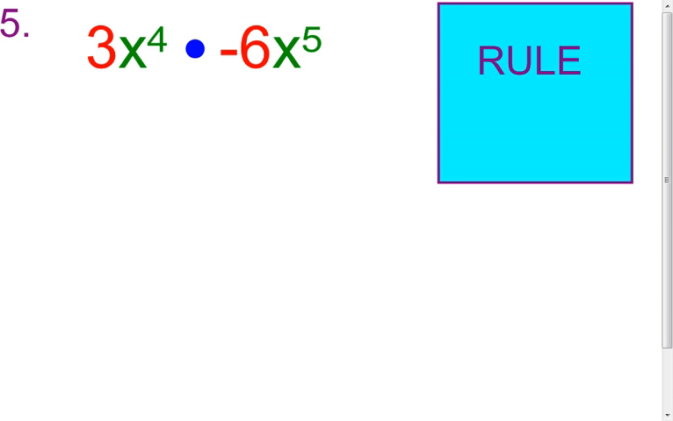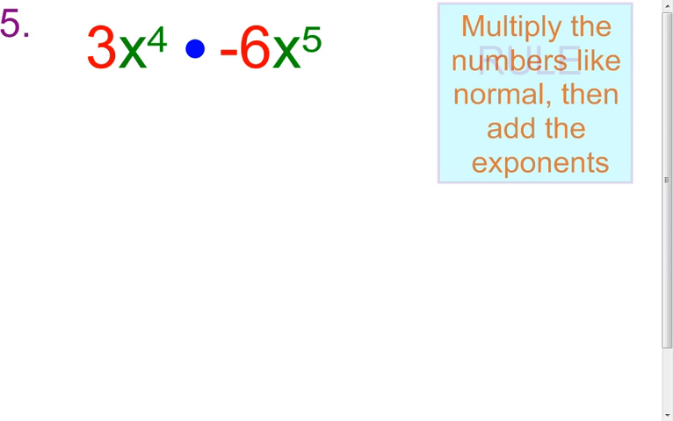Okay, here I've got some coefficients in front of those. So if I just had the x to the 4th and the x to the 5th, I think you could handle that. But now I've got the coefficients out in front, the 3 times the -6. So the part that's in red, you're going to handle just like normal. If I were to multiply 3 times negative 6, I would have negative 18.